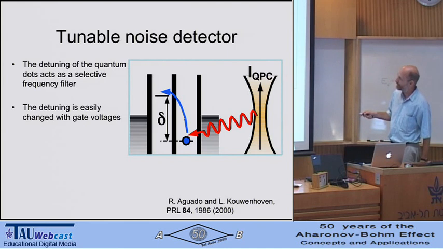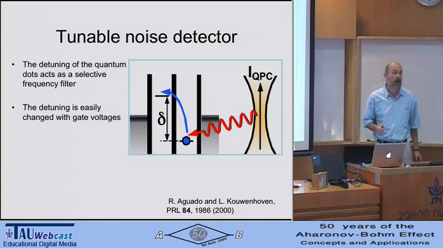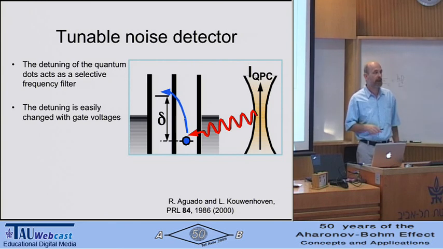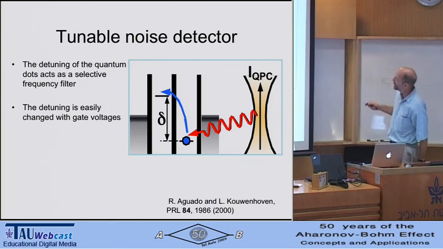This electron is trapped down here. It cannot escape to source and drain. This excited state is too far away to be accessible by kT. So now we have our little detector here.